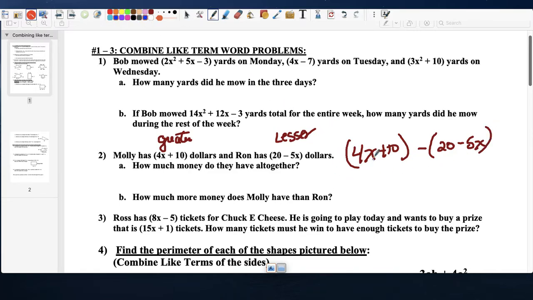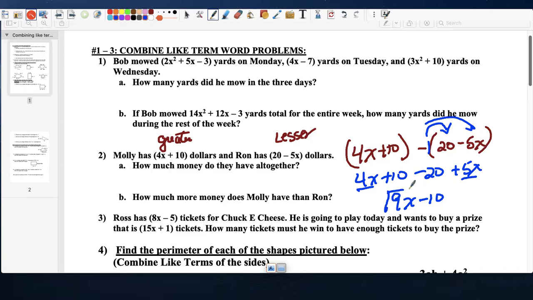Let's remove the parentheses. Well, 4x plus 10 will come out exactly the same. But here, if you imagine a minus 1 being multiplied by each of the terms inside, we're going to get negative 20. And negative times a negative is a positive. Combine like terms, 4x and 5x is 9x. And 10 minus 20 is minus 10. So this is how much more money Molly has.